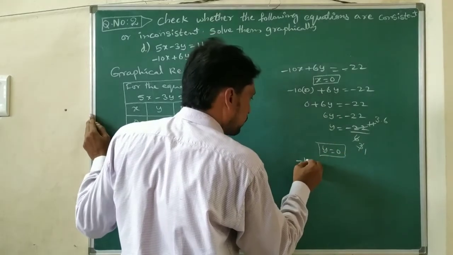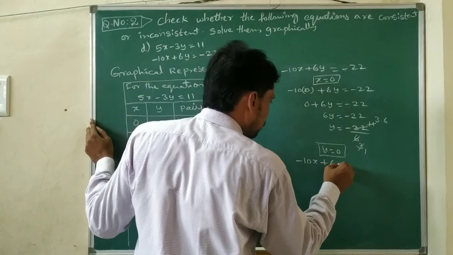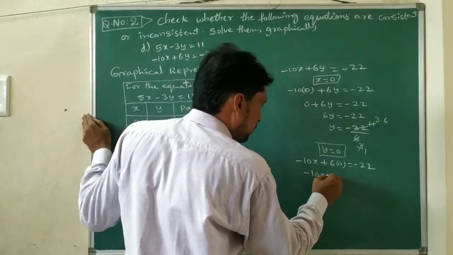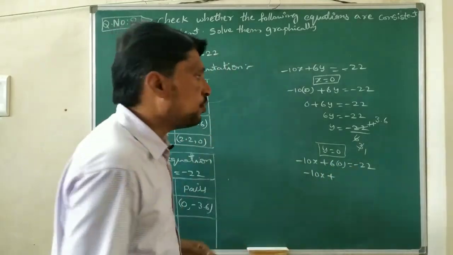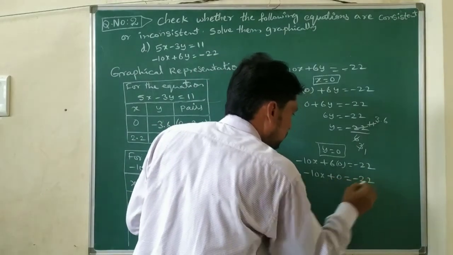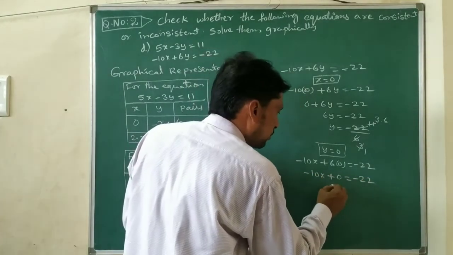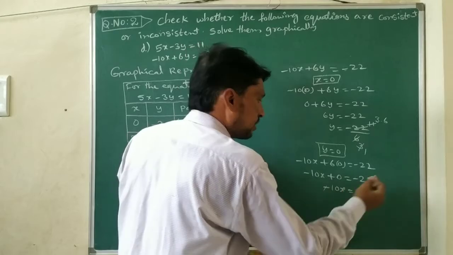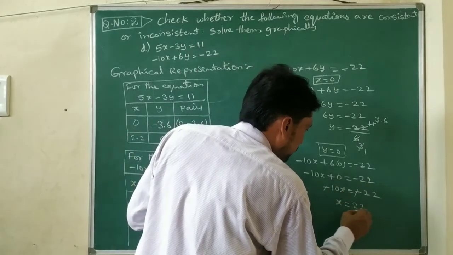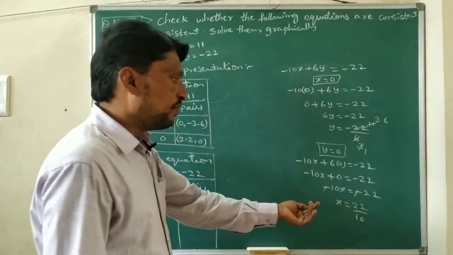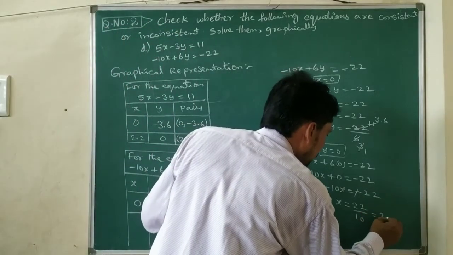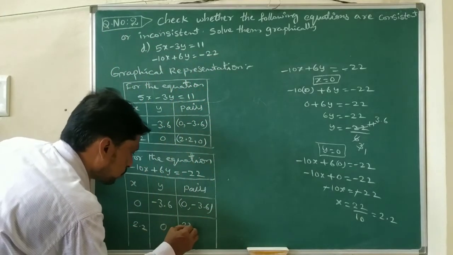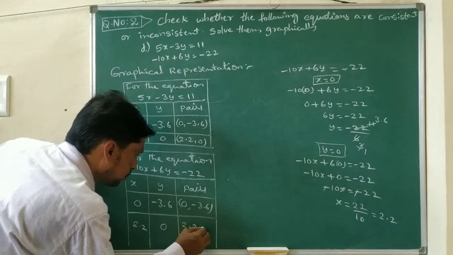The y value we are taking 0, means minus 10 into x plus 6 into 0 equal to minus 22. So minus 10x plus 6 into 0, that value is 0, equal to minus 22. Minus 10x plus 0 is minus 10x equal to minus 22. Both sides minus get cancelled. This 10 you can transpose to the right. So 22 by 10. In the denominator we have the 10, means we need to take in the numerator one digit, afterwards we can give the point, means we are getting 2.2. So the pair becomes 2.2 comma 0 we are getting.